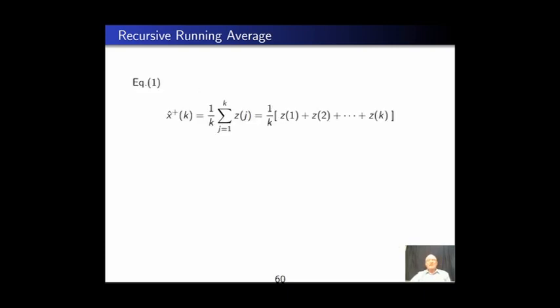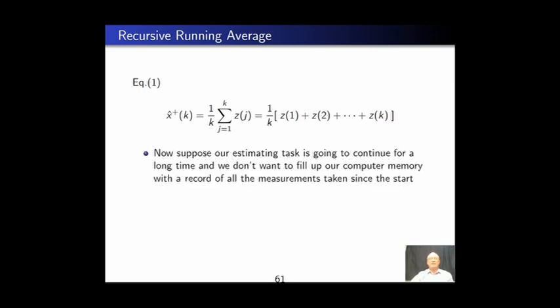So once again, here's the sum. We want to convert this to a running average that is recursive, okay? And why do we want to do that? Well, let's suppose that our estimating task is going to go on for a long time, and for some reason we've got a limited computer memory, and we don't want to have to store up all the measurements and add them all up again. We just want to take the last computed average and add a small increment.